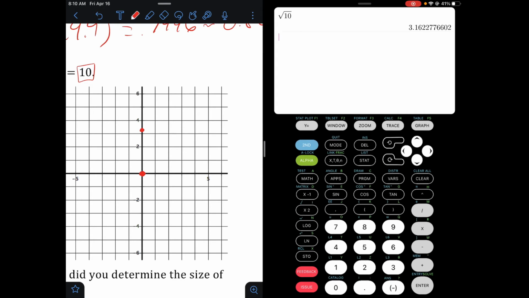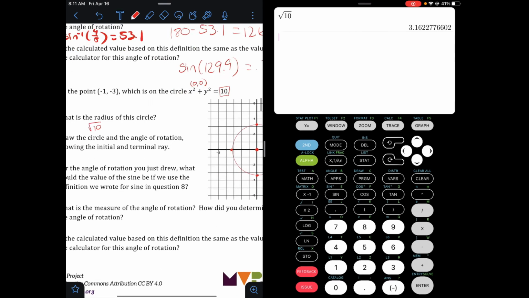So you'll go 3.1 this way, 3.1 this way, 3.1 this way, and 3.1 this way. I did 2.1 down here. There we go. Then we connect those points. Let's see if it gives me a circle. It does, looking good.